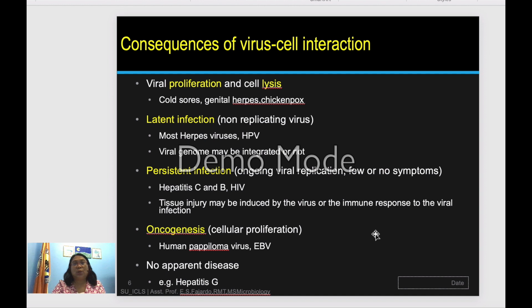So if you have questions on the replication, we will answer that when we talk about viral replication in a separate lecture. Now, what are the consequences of viral cell interaction? Okay, so there will be proliferation. What do you mean by proliferation of the virus? Managhan ang mga virus. And as a result of that, when they are released abruptly from the cell, it will die because the cell will lyse.